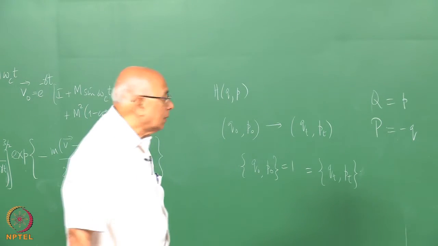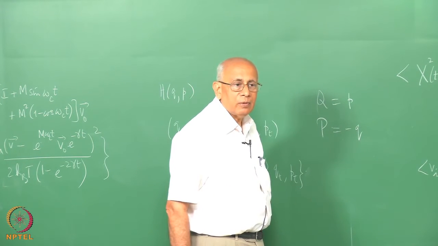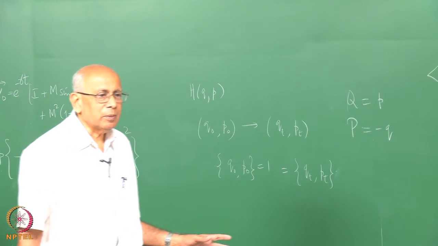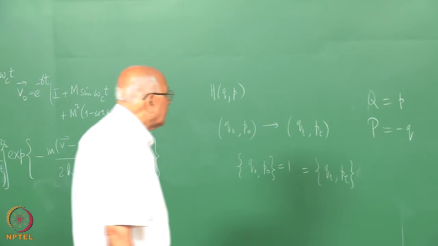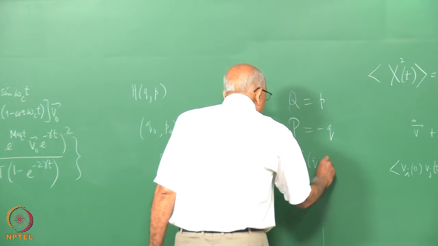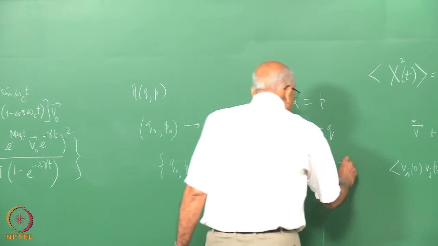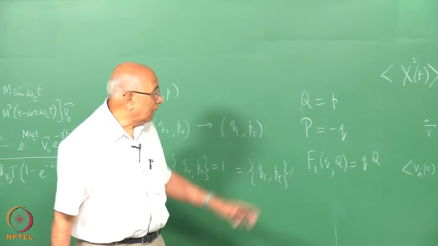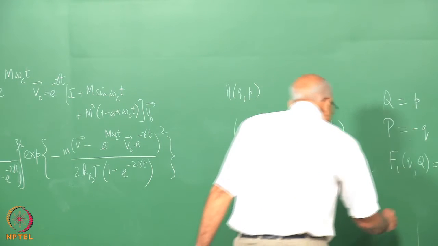The generating function for this depends on whether you want a type 1, type 2, type 3, type 4 generating function. Are you familiar with the types of generating functions? What type would this transformation be? If I say it's type 1, then I must have a generating function F1, which is a function of little q and capital Q. I leave you to check that if you choose this generating function, you're done. It generates this transformation. But you could also choose it as type 4.